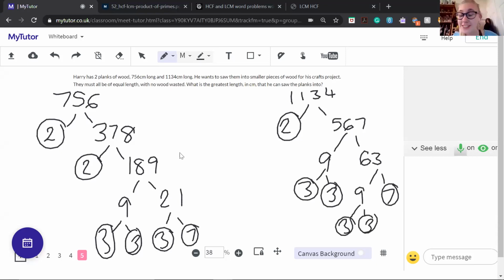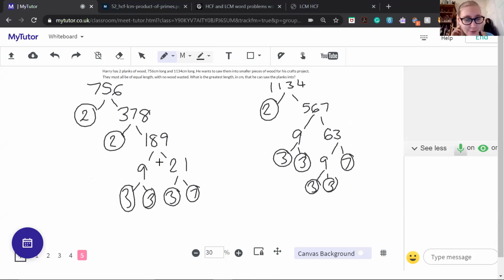So sorry, that was a bit of a long one. It's because the numbers are so big. And you can see here, we definitely wouldn't want to be listing all of the factors of 1,134. So that's why this method is really necessary.